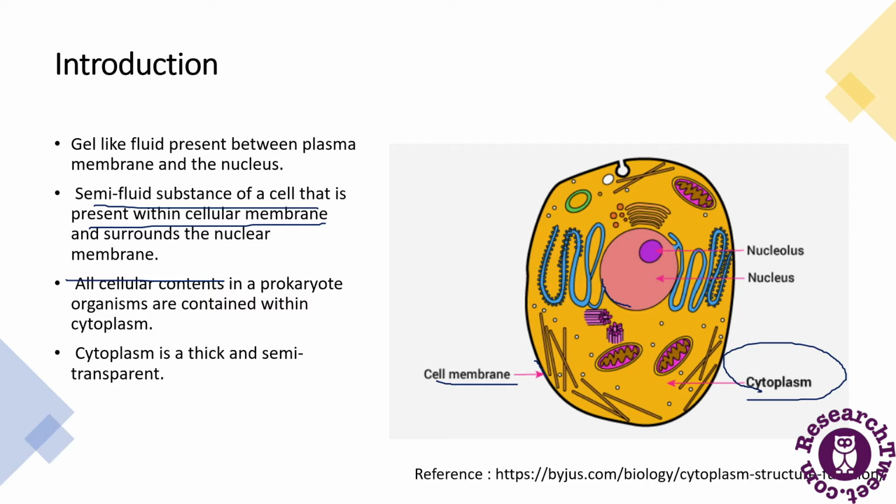All the cellular contents in a prokaryote organism are contained within the cytoplasm. For example, there are organelles such as mitochondria, the ER, that is the endoplasmic reticulum, and plastids. All these things are present in the cytoplasm, which is a thick, semi-transparent, liquid-like substance.